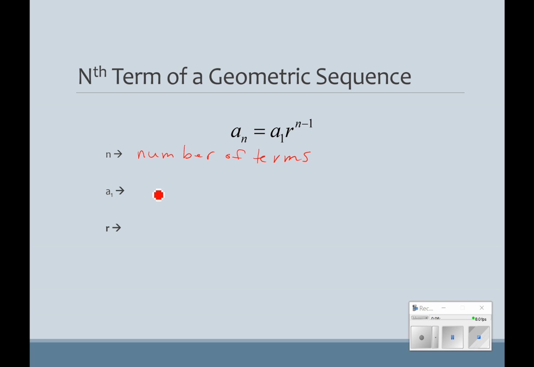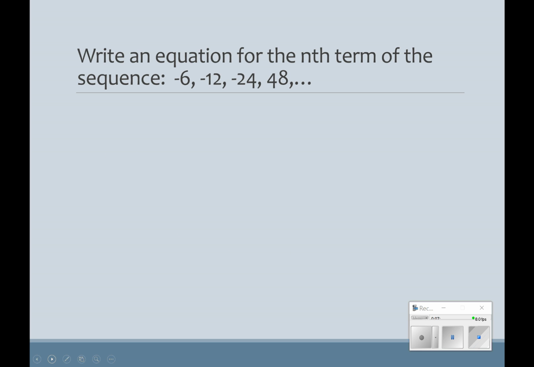A sub 1, just like before, is our first term. And R is our common ratio, what we multiplied or divided by. So let's look at some examples. I want to write an equation for the nth term of the sequence. So it's A sub n equals A sub 1 times R to the n minus 1 power.